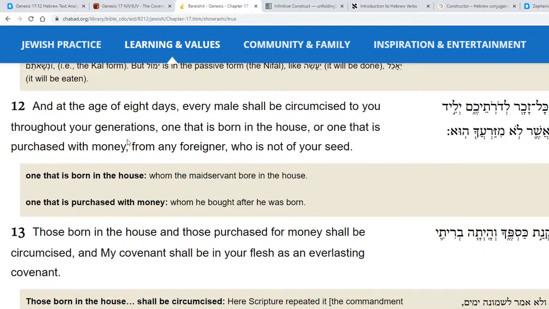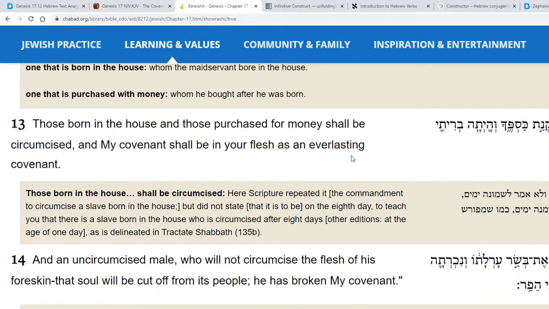Chabad: And at the age of 8 days, every male shall be circumcised to you throughout your generations. One that is born in the house, or one that is purchased with money from any foreigner who is not of your seed. Okay.